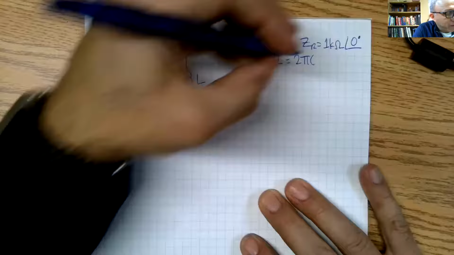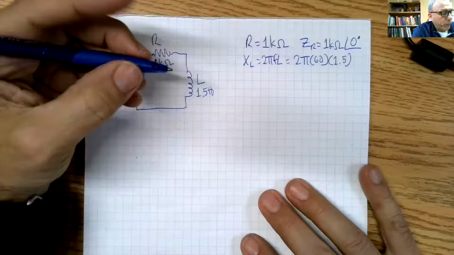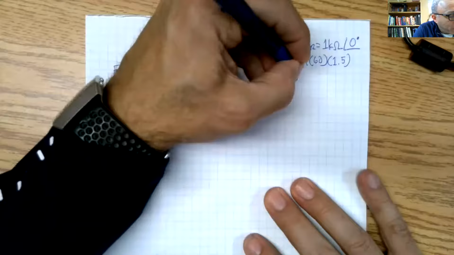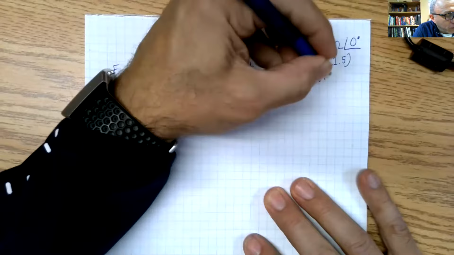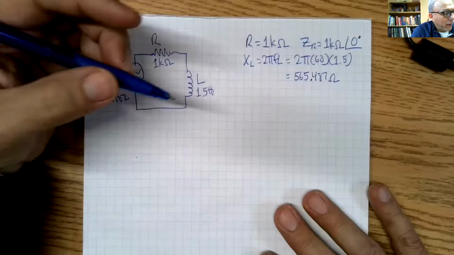Now, XL is equal to 2 pi FL, which will be equal to 2 pi, frequency is 60, and the inductance L is 1.5 henries. And that gives us an answer of 565.487 ohms. Now, if you remember, XC was at an angle of negative 90 degrees as an impedance. XL is going to be at positive 90.